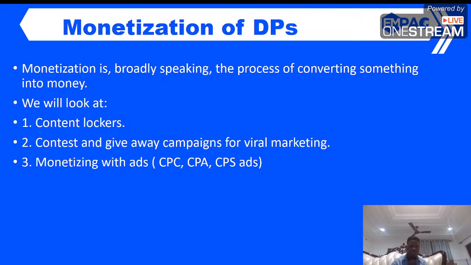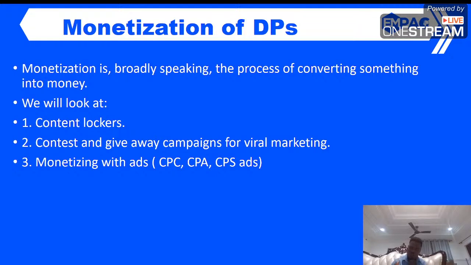So we have 3 ways we'll be looking at under this course to generate revenue from our digital product in particular. The first one is content lockers. So we'll be using content lockers to monetize our digital product. As to what content lockers are, when we get there, we will look at it. Then contest and giveaway campaigns for viral marketing.